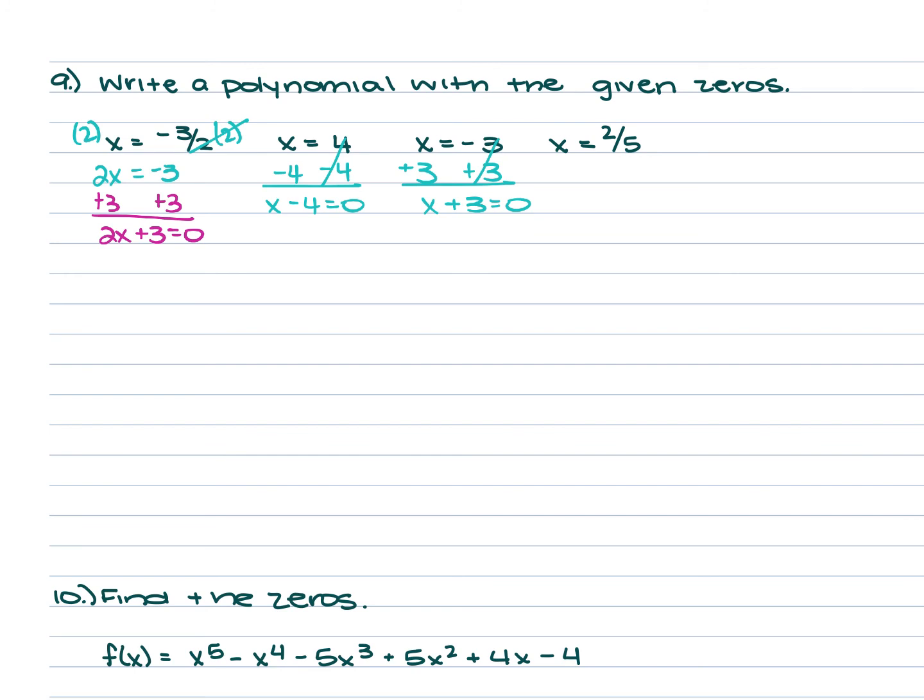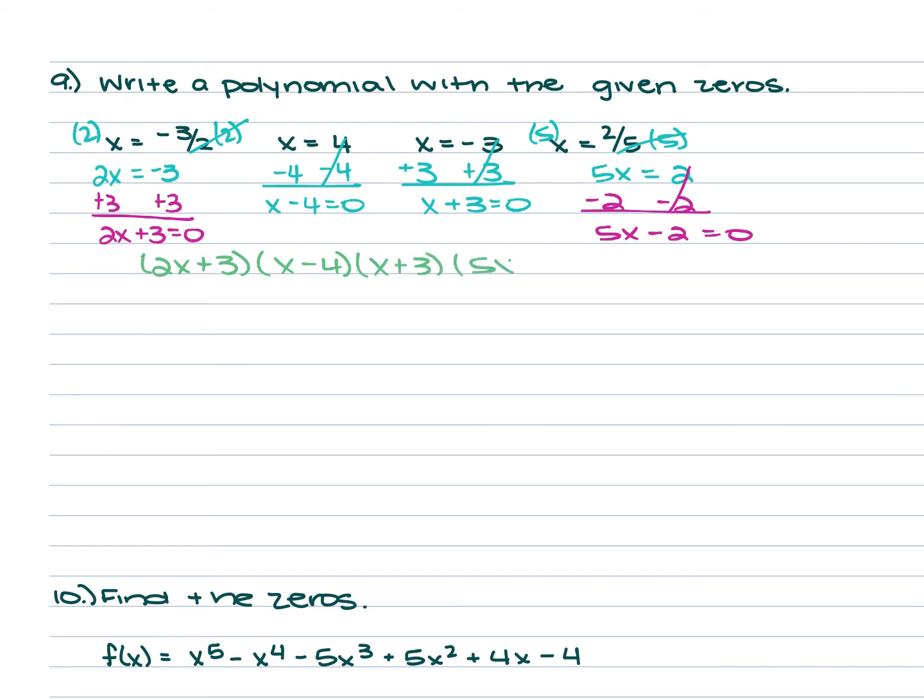For the x is equal to 2/5, multiply each side by the 5 to get rid of that fraction. You have 5x is equal to 2. Then move the 2 over by subtracting it from each side, and that gives you 5x minus 2 is equal to 0. Now that each of these zeros that are given to you have every term on the same side as the x, and they're equal to 0, set them in a group of parentheses, and then multiply them out. So you're going to have 2x plus 3 times x minus 4 times x plus 3 times 5x minus 2.